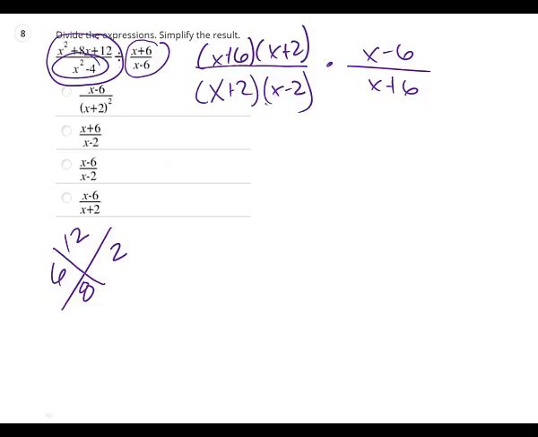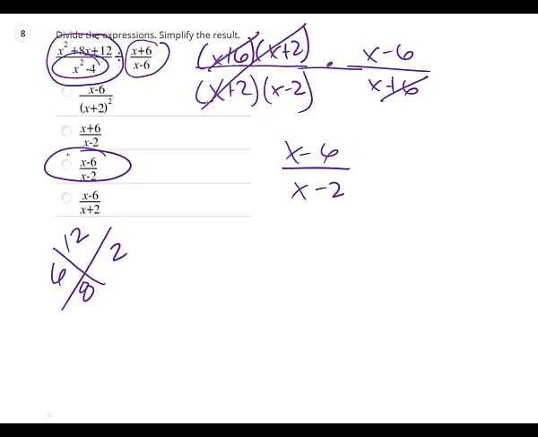All right, what happens now? Anything else cancel? X plus 6 also cancels. You get x minus 6 over... Remember, it's like a simplifying problem when we multiply. You can connect the fraction bar. Okay? So x minus 6, x minus 2 is the third choice.